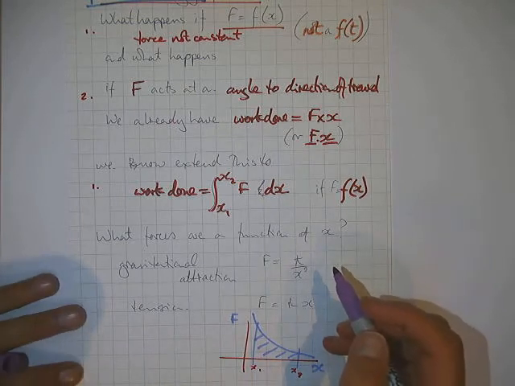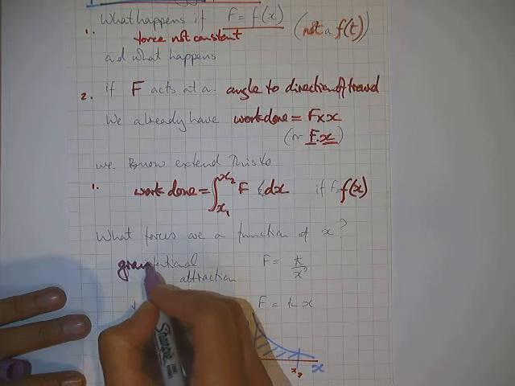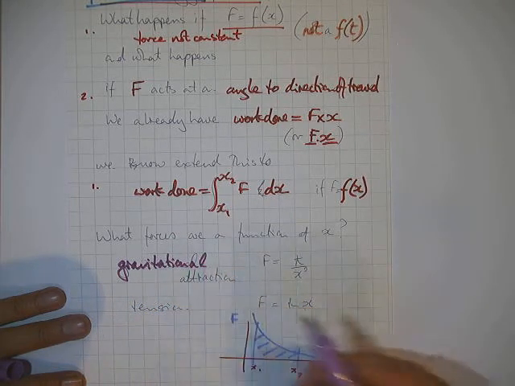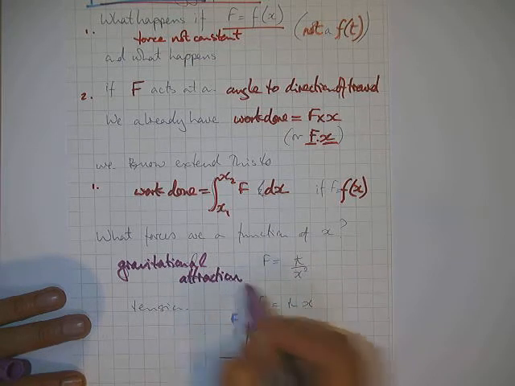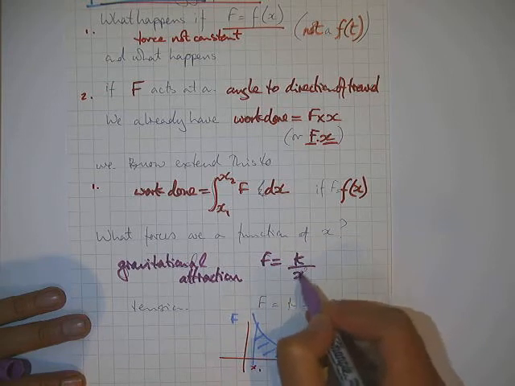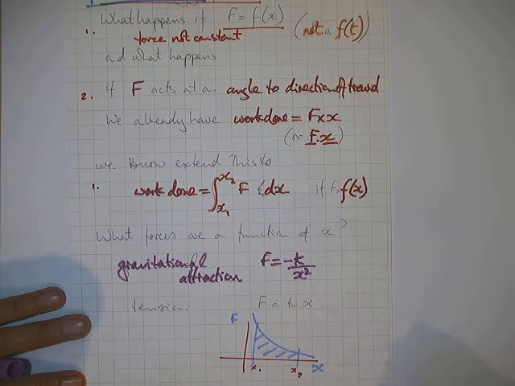What forces are a function of x? Just a couple of examples are gravitational attraction, when we're talking about the planets, when we're talking about the solar system, we find that the gravitational attraction is an inverse square law. And it would be nice to say that it's in an opposite sense to the displacement.